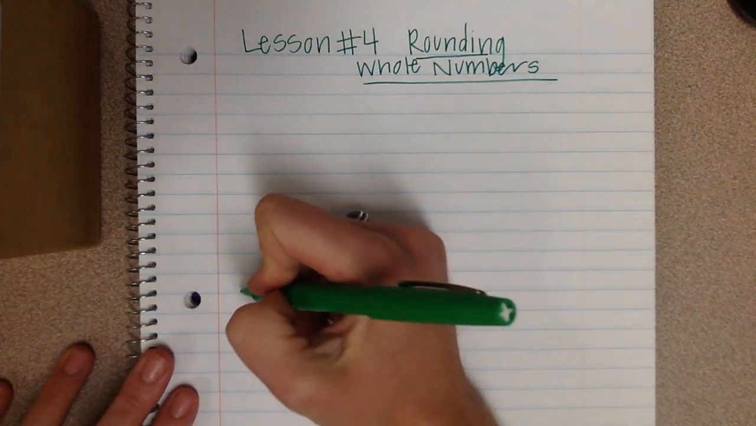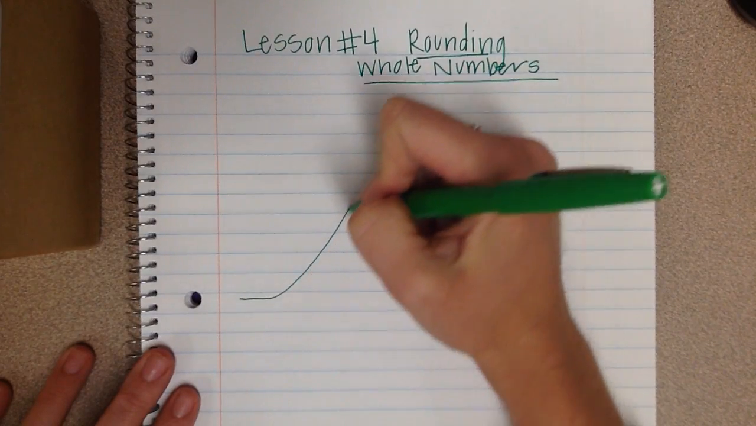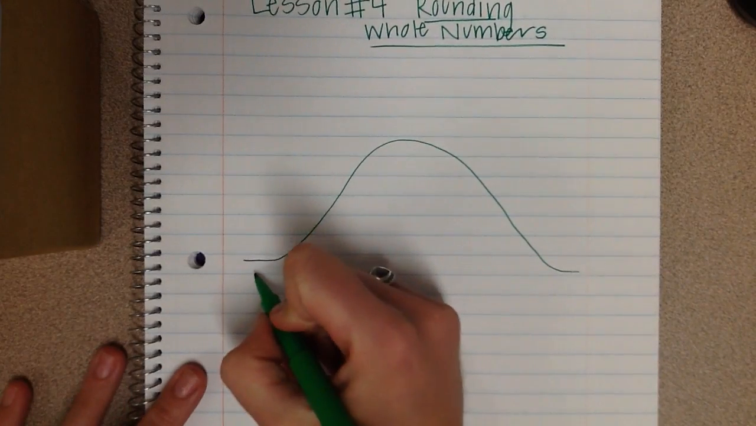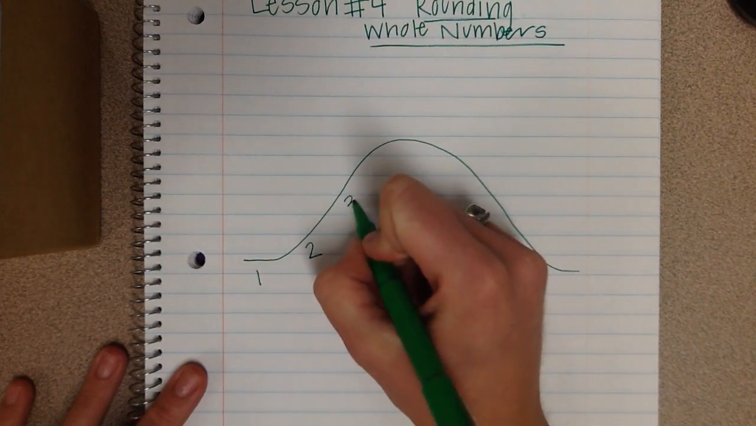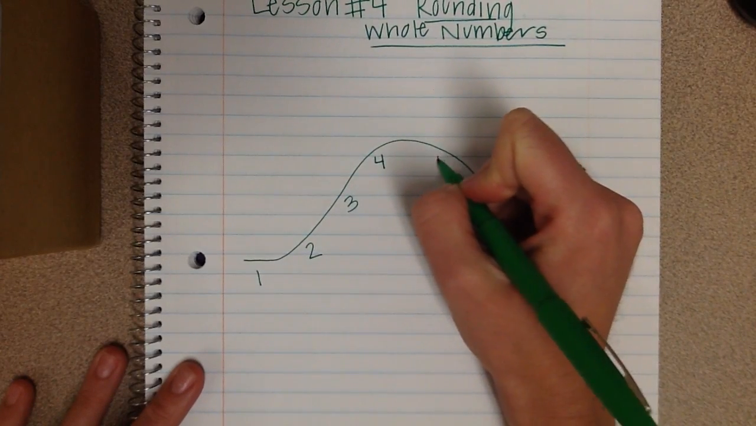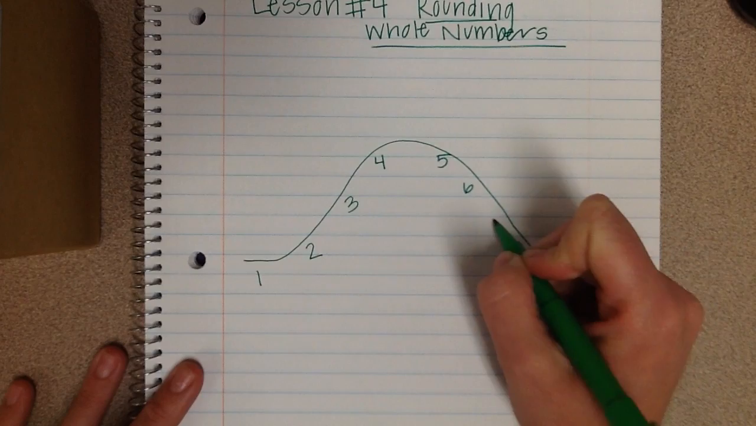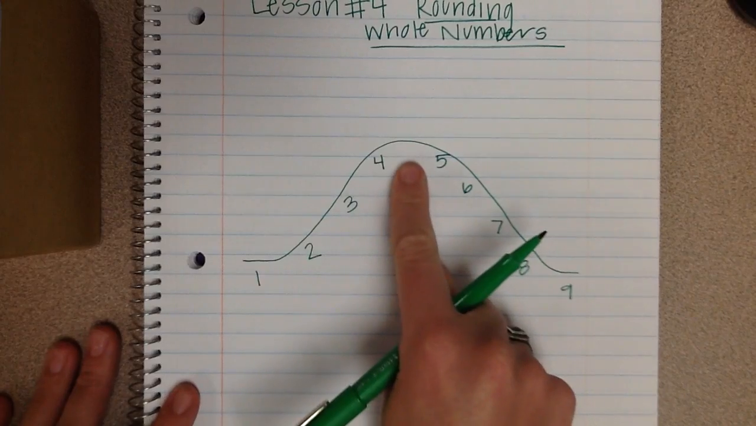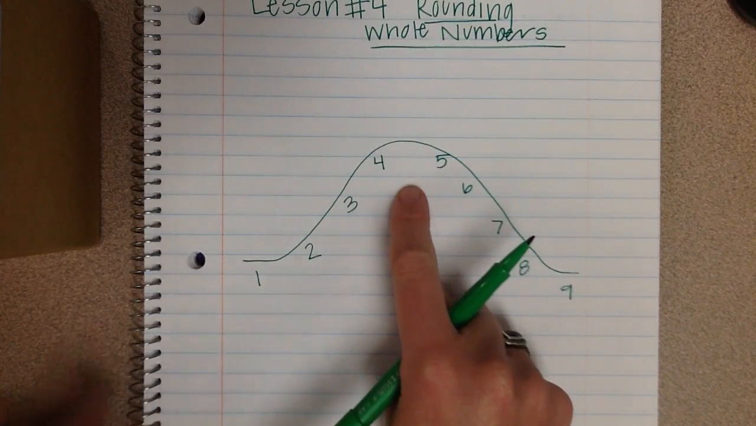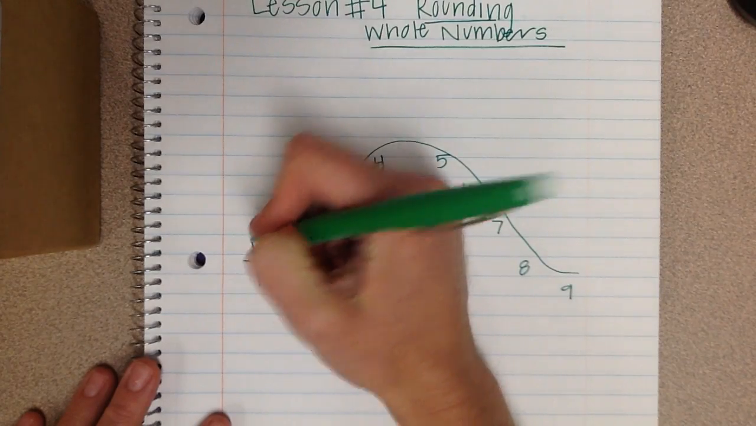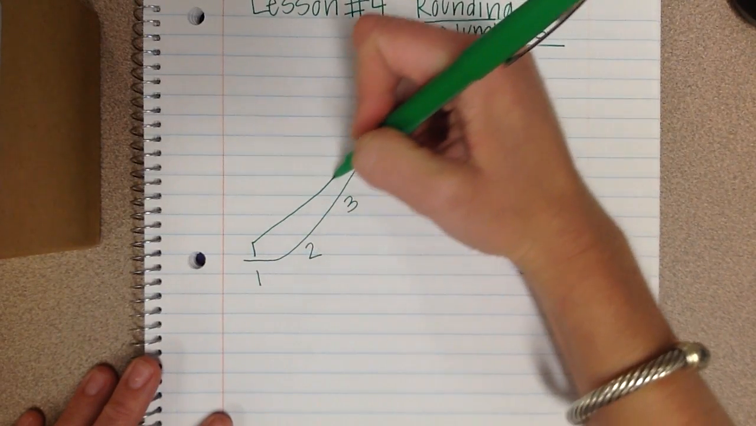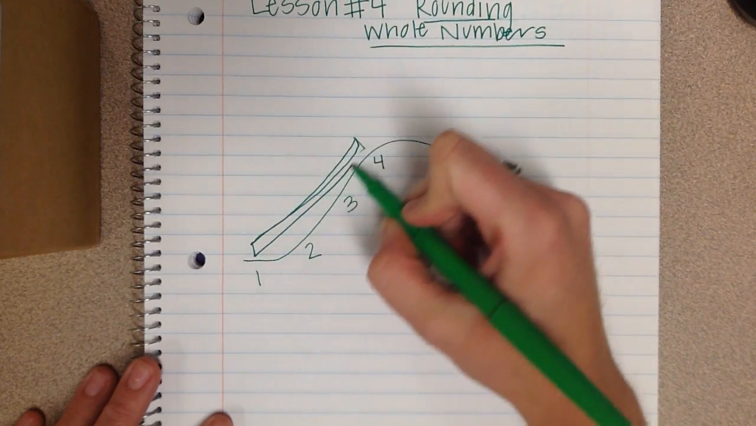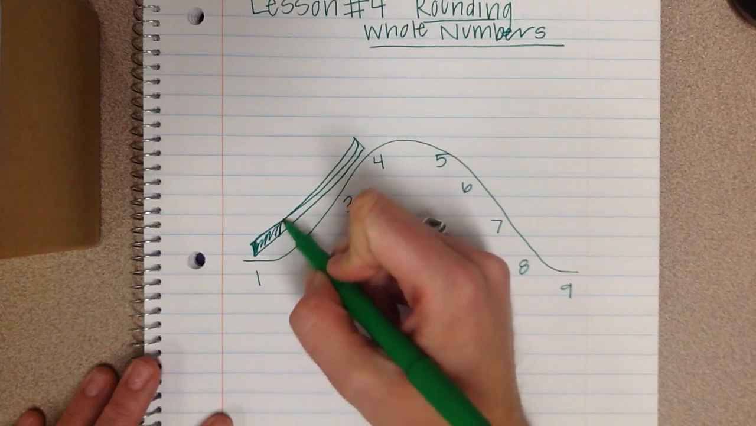Okay, what we're going to do is draw a little hill kind of thing. Kind of looks like a roller coaster. We're going to put 1, 2, 3, 4, 5, 6, 7, 8, 9. As you see, there's nothing in the exact middle of it, and I did that on purpose. I'm going to put a line there and a line there. Sorry for my lack of artistic abilities tonight.